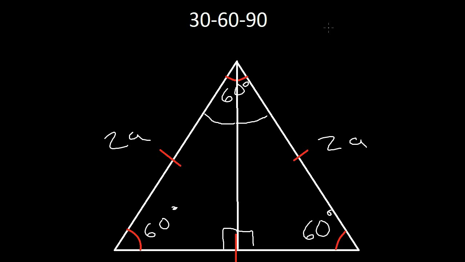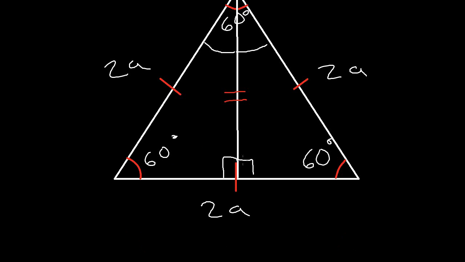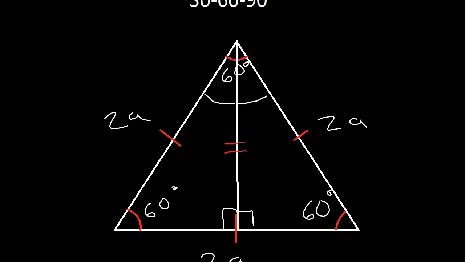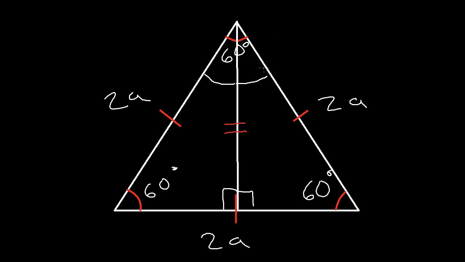So we know that this line is obviously congruent to itself because of the reflexive property. And we know this angle and this angle. So we can establish that these two triangles are congruent by SAA, side angle angle. We have this side, this angle, and this angle. So now we know that these two triangles are congruent.